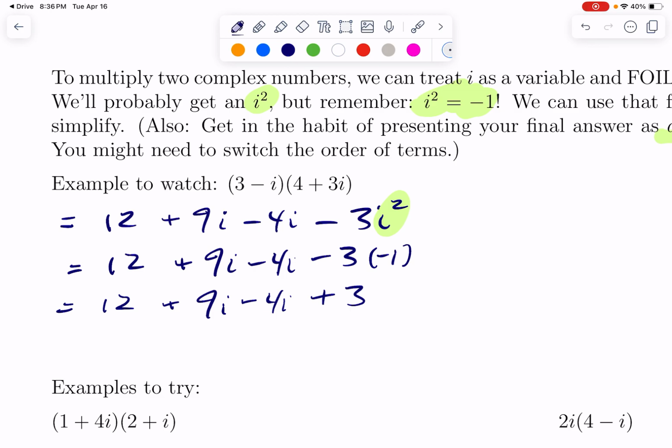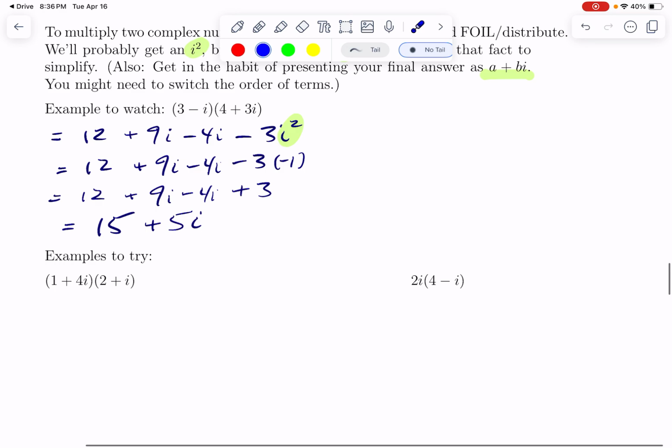So now I'll group my like terms. My real numbers are 12 and 3, which make 15. My imaginary ones are 9i minus 4i, which is 5i. So it's basically algebra, but when you see an i squared, remember that that's equal to negative 1. So try these two.